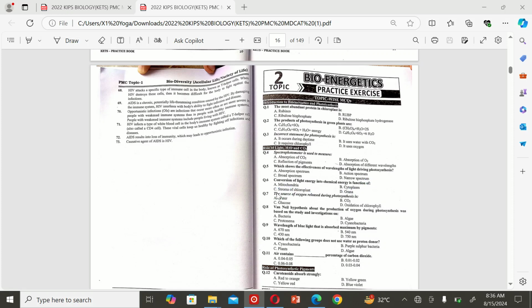The next MCQ is: conversion of light energy into chemical energy is a function of A. Mitochondria, B. Cytoplasm, C. Stroma of chloroplast, and D. Grana. So the correct option is A, mitochondria.